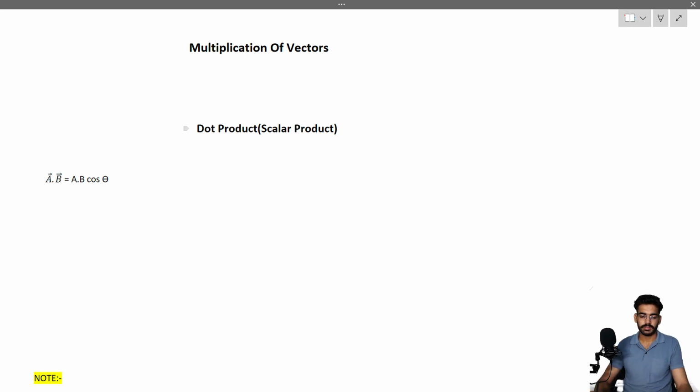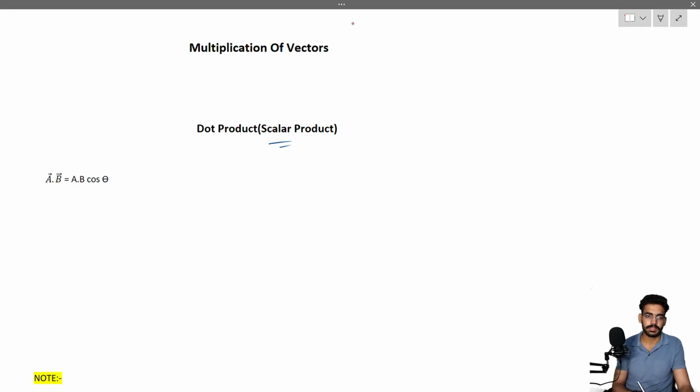Hello everyone. So now the next thing which we are going to start is the dot product, multiplication of the vectors. In it we are first going to define the dot product. We also call it the scalar product. Let's write down about it. We are going to discuss this in this video.